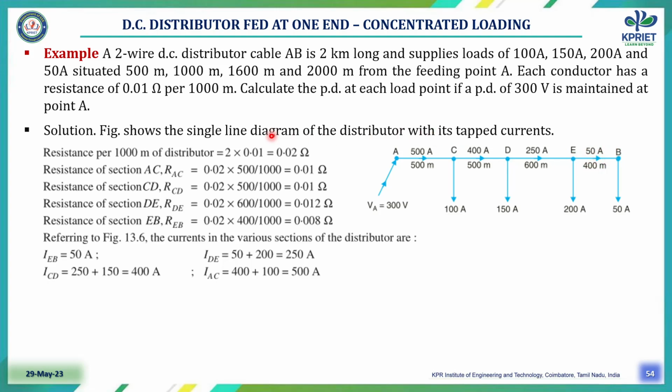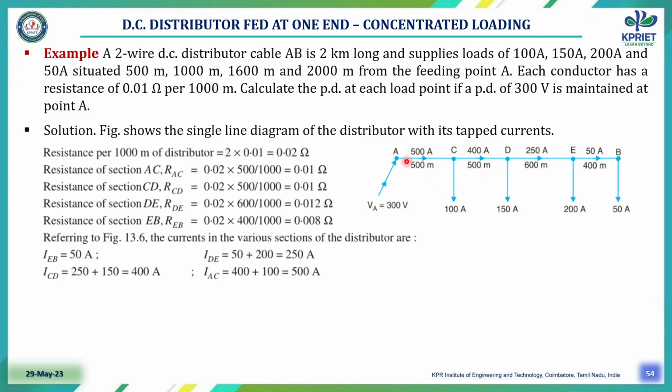What is the ultimate need of calculating the distribution? What is the voltage at each and every point? In order to find at which point the minimum potential occurs, and to compensate that potential, the aim is to find the point where the consumer gets minimum potential. We have to compensate it. So that's why the DC distribution calculation is important. Next, we have to go for the solution. This is a single-line representation of the distributor with the tapped currents.